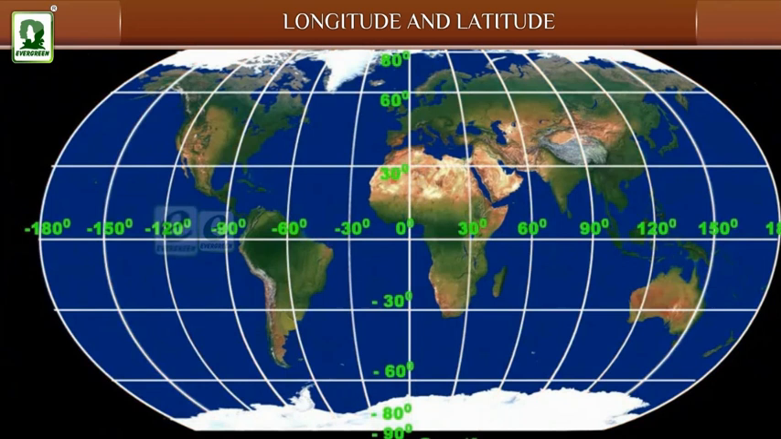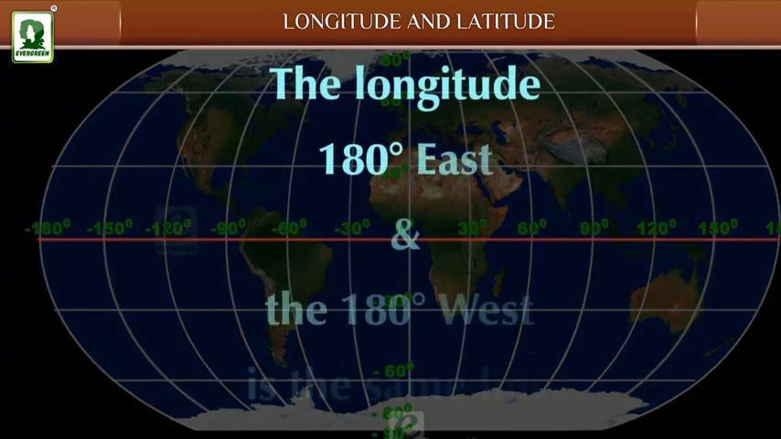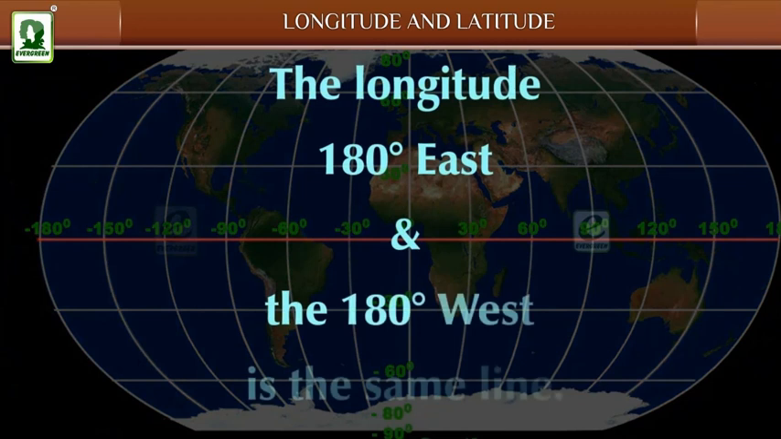The total number of longitudes is 360. There are 180 longitudes to the east of the prime meridian and 180 longitudes to the west of the prime meridian. Thus, it is important to write E or W, east or west, after the longitude. The 180 degree east and the 180 degree west longitude is the same line.